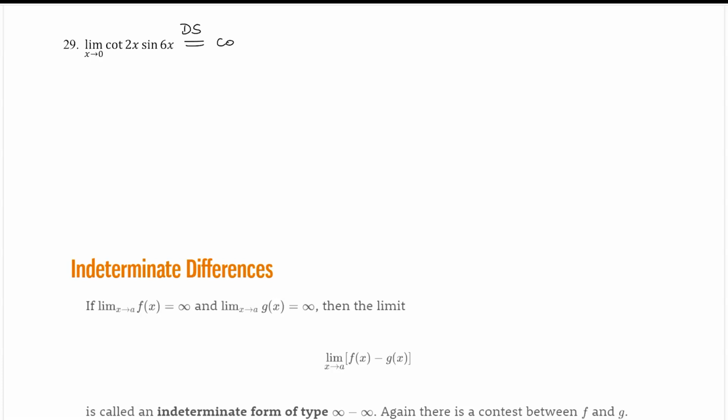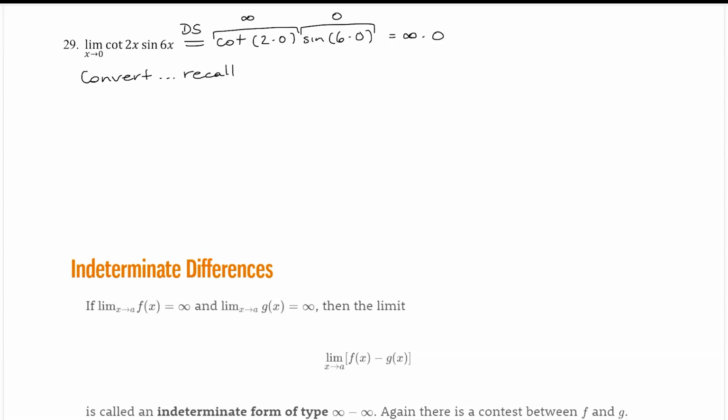We're going to look at number 29 from your exercises in section 4.5. As per usual, our first thing to try is direct substitution. So this is the cotan of 2 times 0 times the sine of 6 times 0. Cotan is 1 over tangent, the reciprocal function. The tangent of 0 is 0, so 1 over 0 would give us that infinite situation. And then the sine of 0 is 0. So here we have infinity times 0.